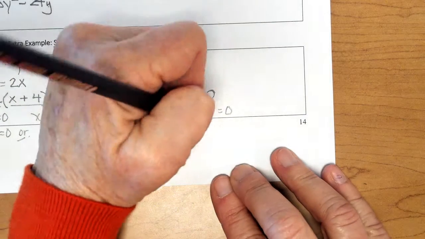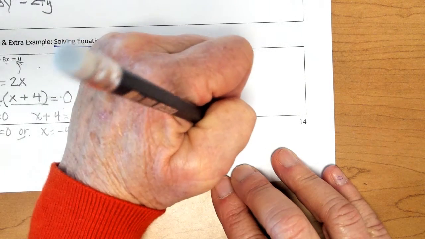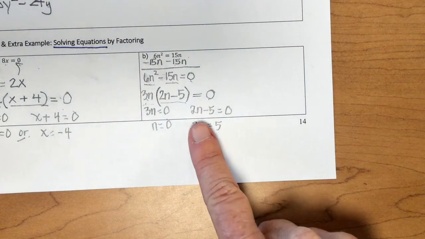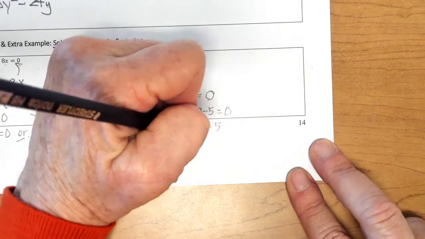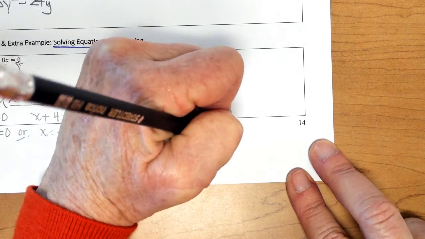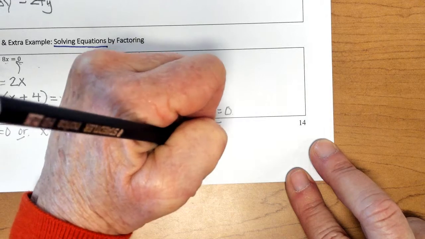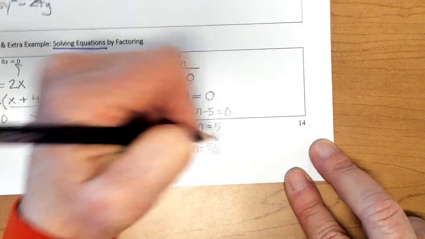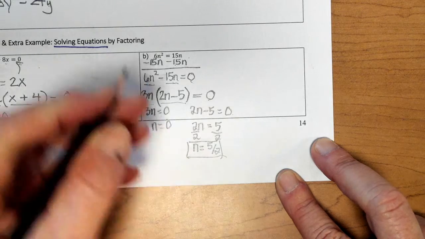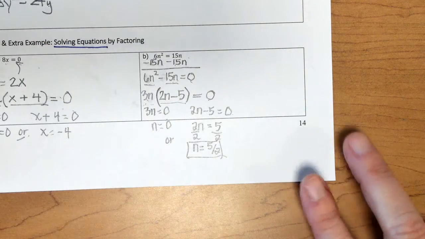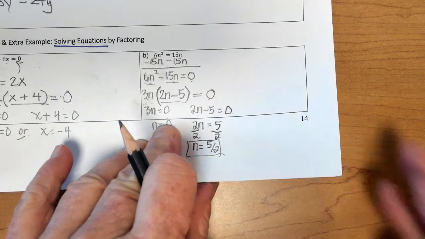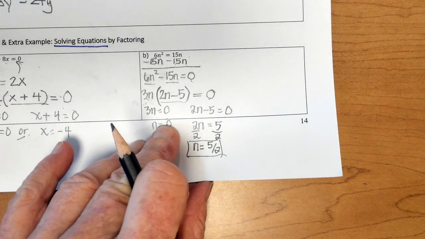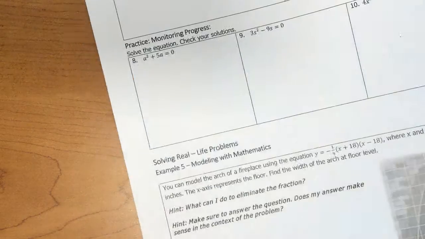And then over here, I've got to continue my math. Please remember, this is a two-step equation. I have 2n minus 5 is equal to 0. I'm going to move the 5 over, and then I'm going to divide both sides by 2, which therefore means n is equal to 5 over 2. So n can be 0 or n can be 5 over 2. Okay? So that's example 4. And you're going to see C and D on the next page.